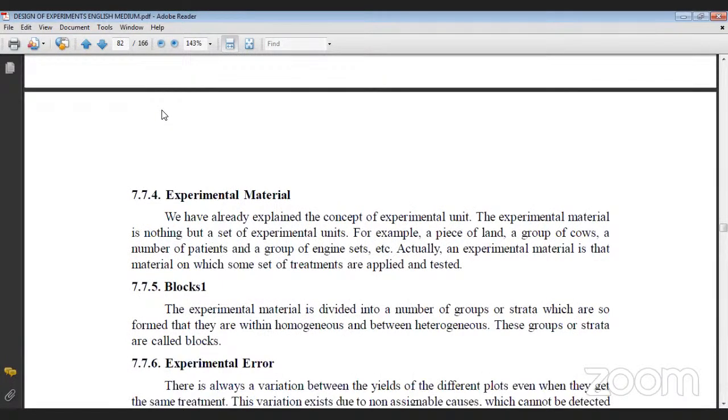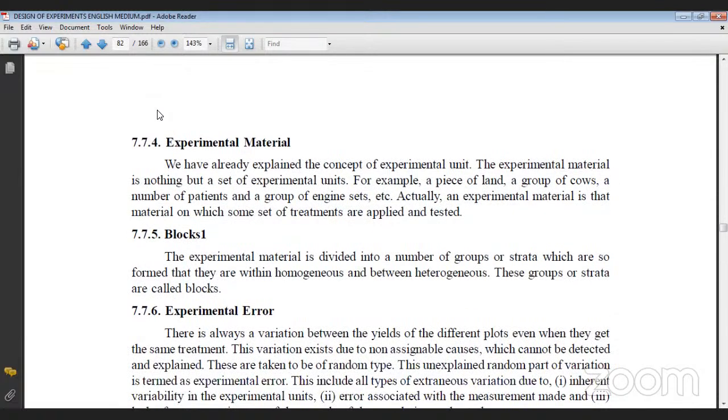We have already explained the concept of experimental unit and the materials. Experimental material is nothing but a set of experimental units. So a piece of land, a group of cows, a number of patients, or a group of vehicles is actually an experimental material, on which some treatments are applied and tested. Blocks: the experimental material is divided into a number of groups or strata, which are formed so that they are homogeneous within and heterogeneous between. These groups or strata are called blocks.